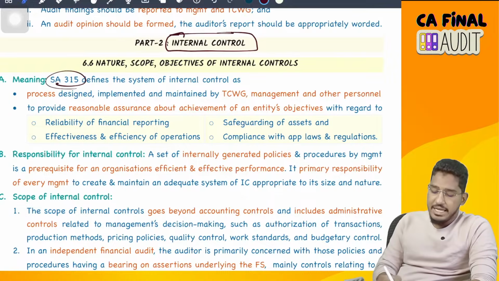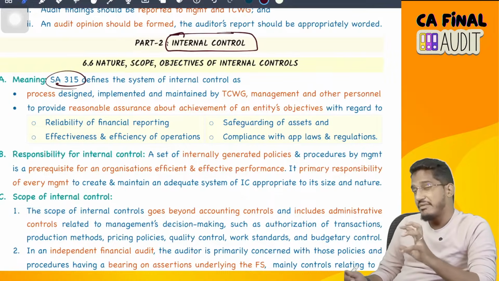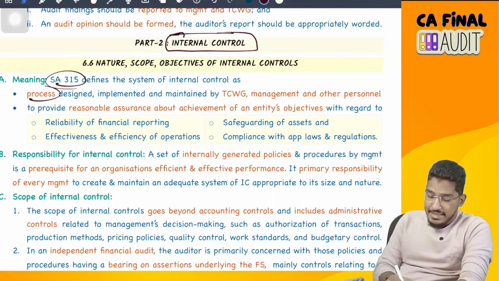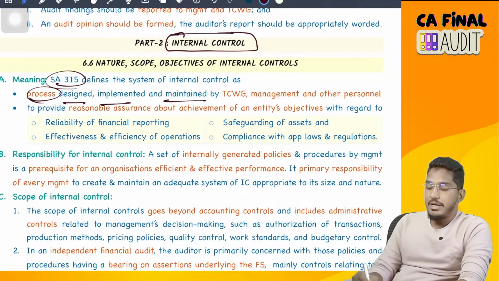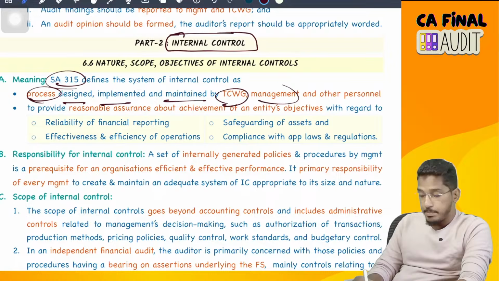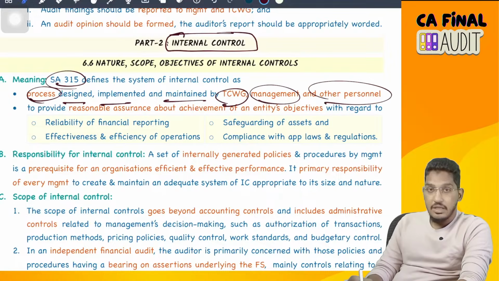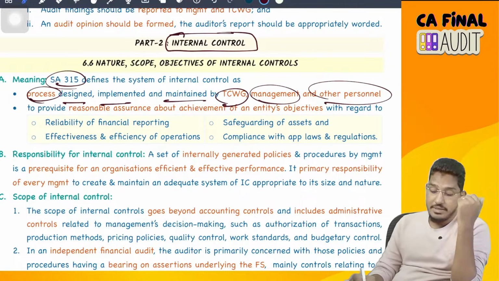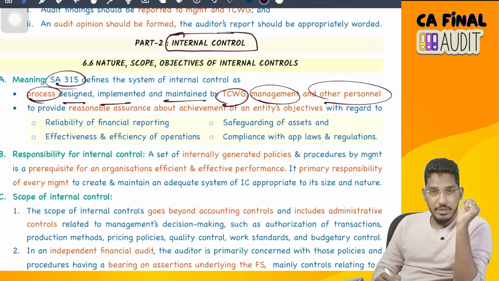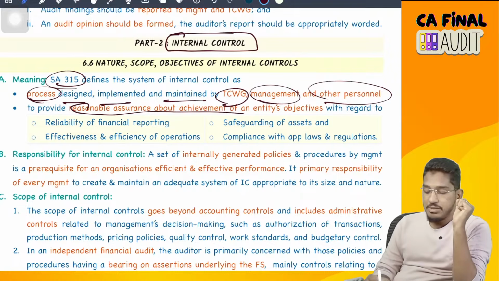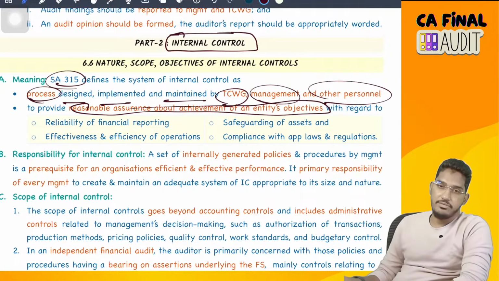SA 315 has defined the term internal control. How they have defined the term internal control is, it is any process which is designed, implemented, and also maintained by whom? By either those charged with governance, management, or other personnel. For what purpose has this process been designed, implemented, or maintained? To provide reasonable assurance regarding achievement of the entity's objectives.